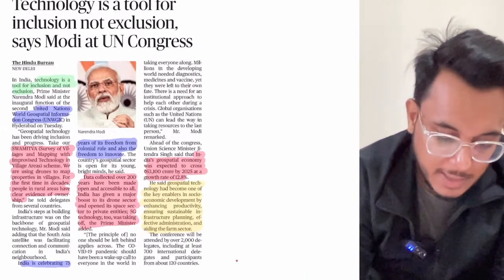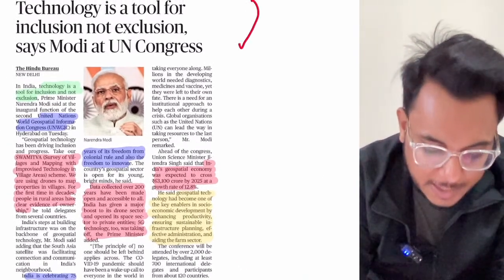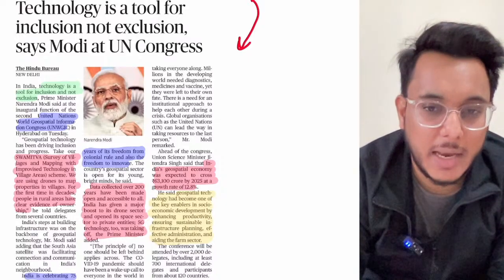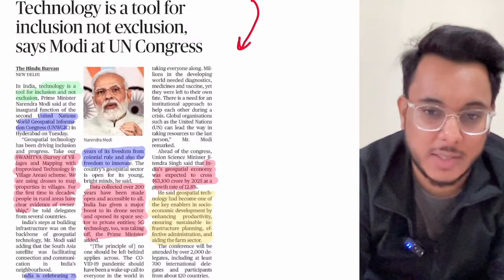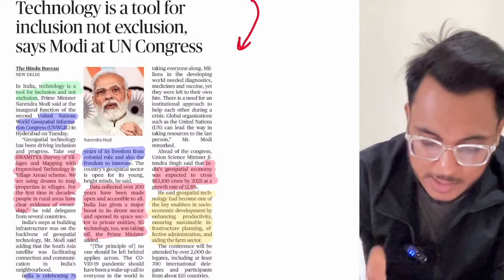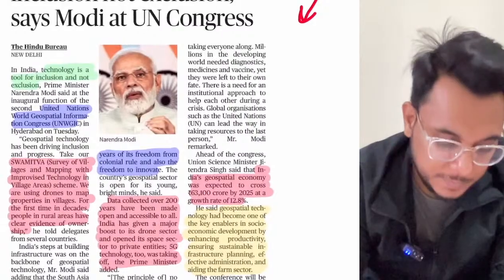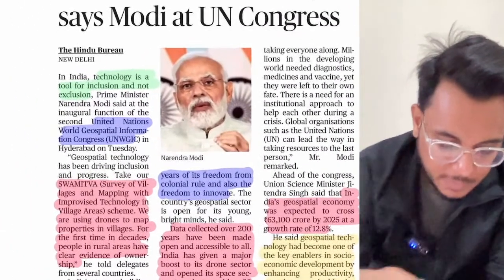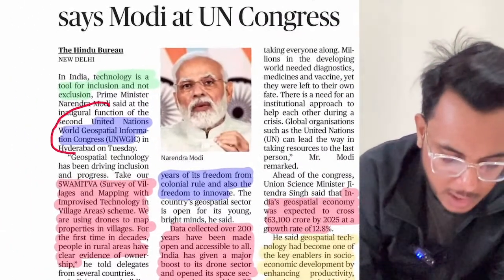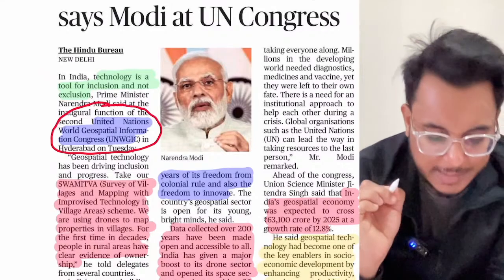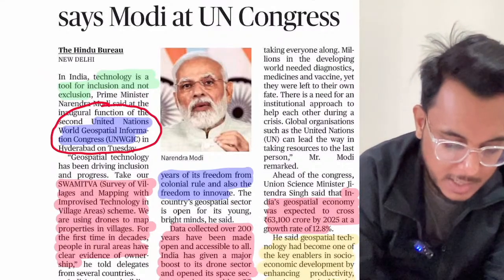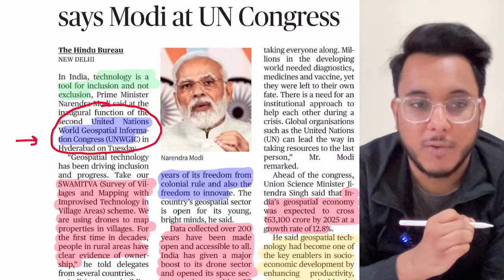Now this particular article, guys, carries some important, good expressions which have been given by the Prime Minister in his speech. Now what has happened, guys? The United Nations World Geospatial Information Congress has been held in Hyderabad.